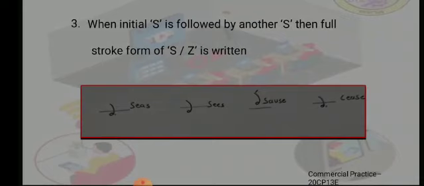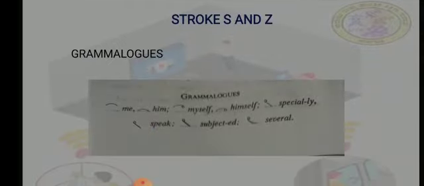What do you mean by initial S? The word should start with an initial S, and it should have a second sound, which should also be S. Then you have to write stroke S. The second example, cease, stroke S and circle S. The third example, sauce, saw and S, sauce. There is one more example, seize. So you see that there is an initial S followed by circle S. In such circumstances, you have to write stroke S. So these are the rules with regard to the use of stroke S.